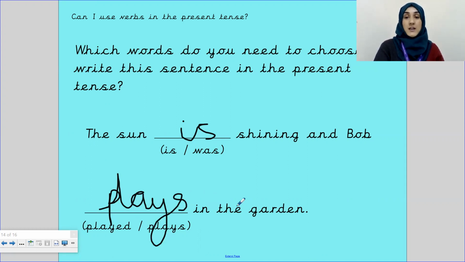Now let's read the sentence all together to see if it makes sense. The sun is shining and Bob plays in the garden. Is that in present tense? Fantastic. Thank you so much for helping me with that sentence.